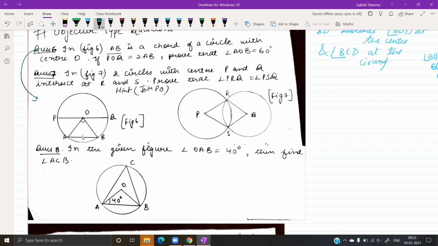Since PQ is the diameter, this is the diameter. This is equal to twice AB. AB becomes the radius. This implies AB is equal to diameter by 2, which actually is the radius of the circle. That would make triangle AOB an equilateral triangle. Each angle will be 60 degrees. So from here, angle AOB will be equal to 60 degrees.